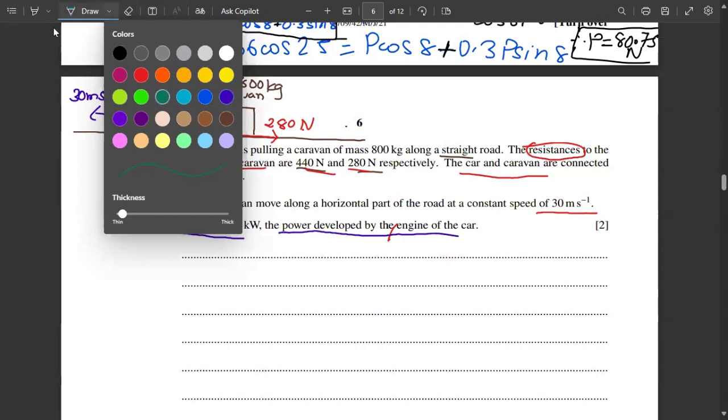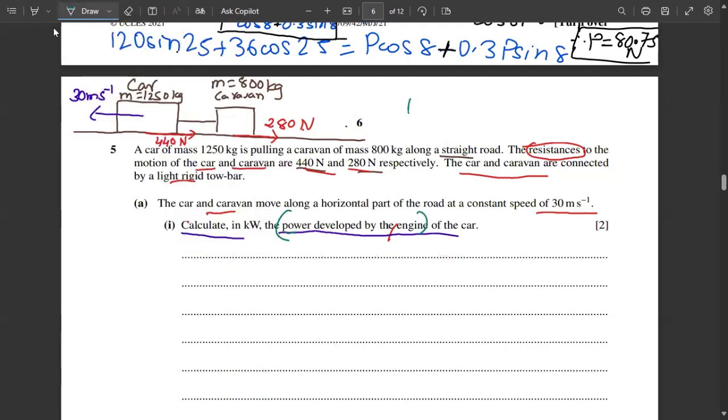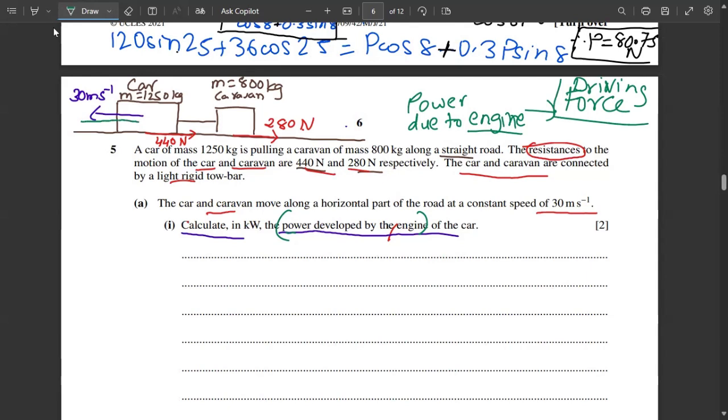Because there is power due to the engine, that means nothing but driving force. So because the engine exerts power, we get driving force, which moves the car. Which I'll draw here and I label it as FD. So this green arrow is FD, which is the driving force.